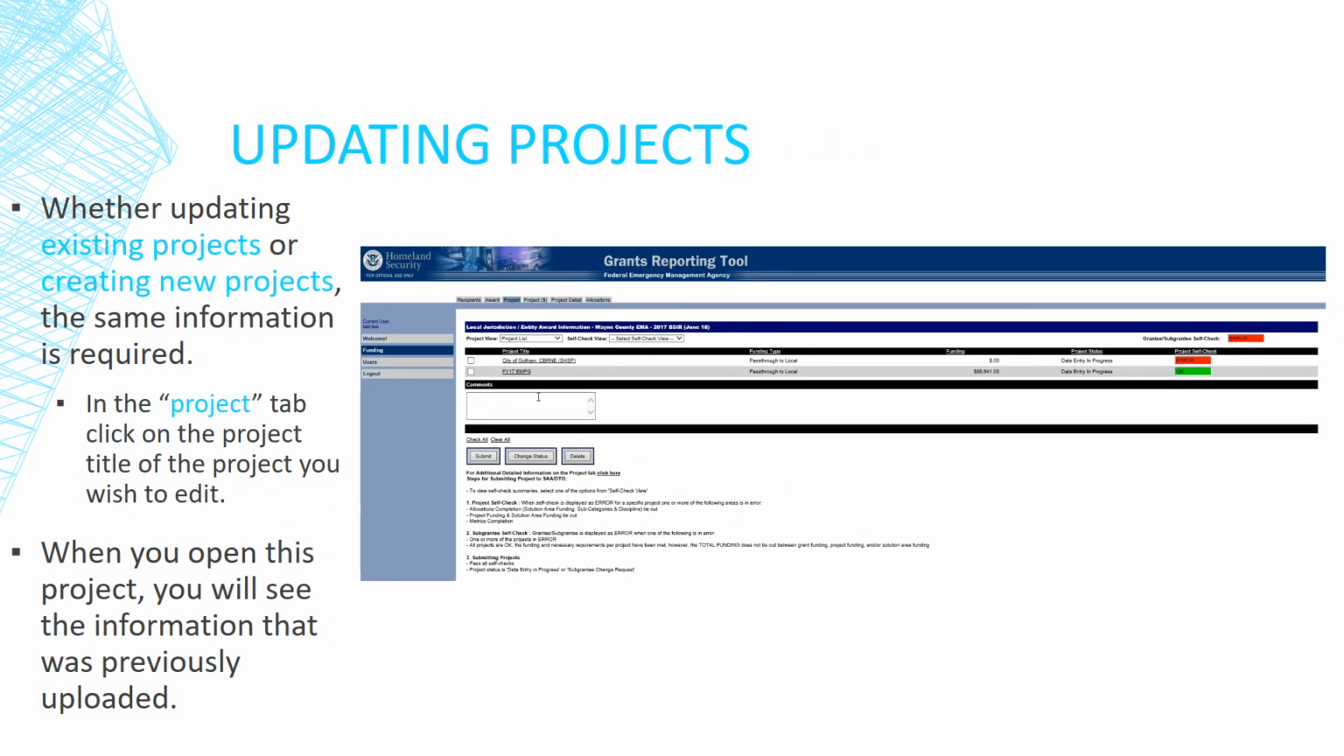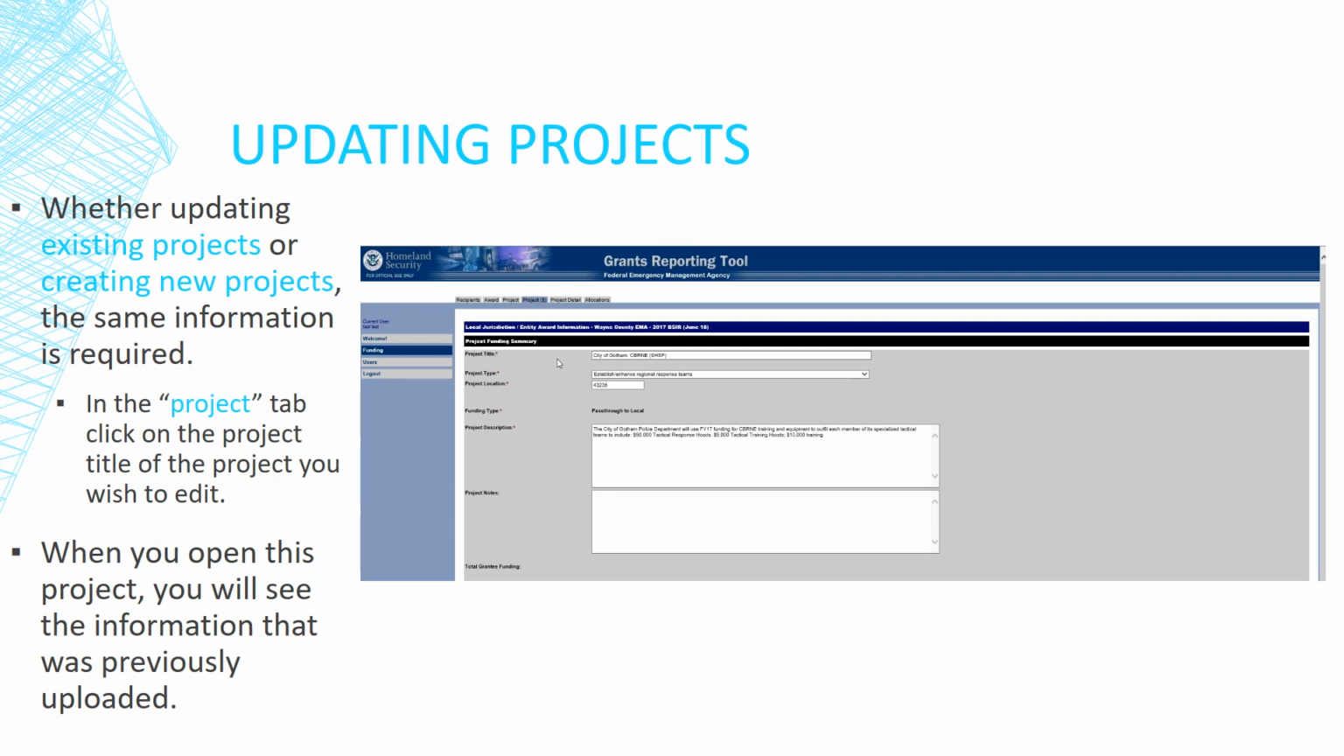Whether updating existing projects or creating new projects, the same information is required. In the Project tab, click on the project title of the project you wish to edit. When you open this project, you will see the information that was previously uploaded.